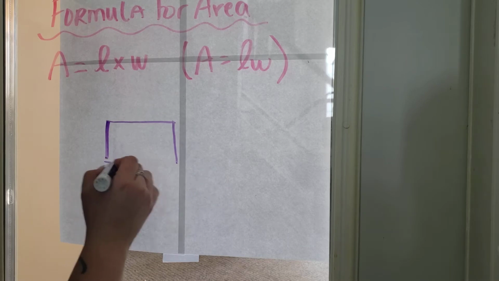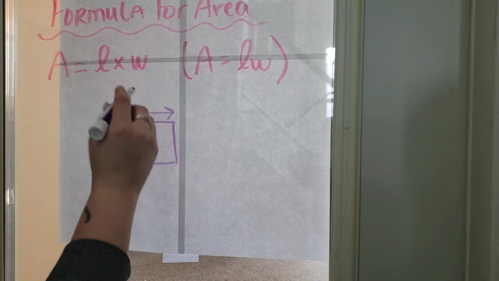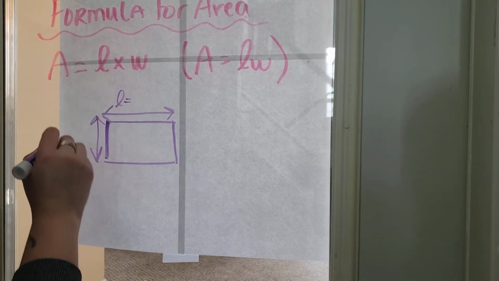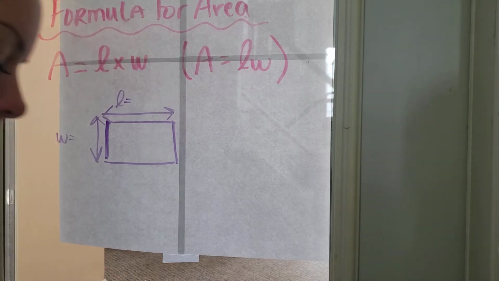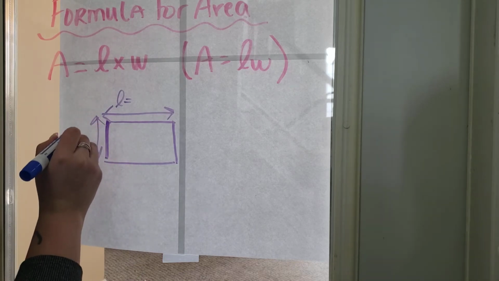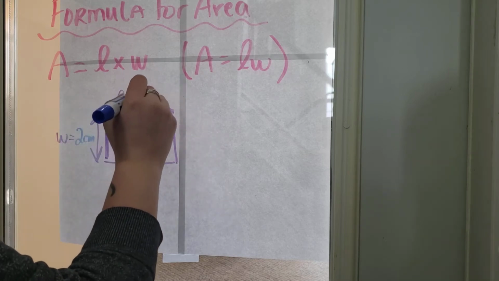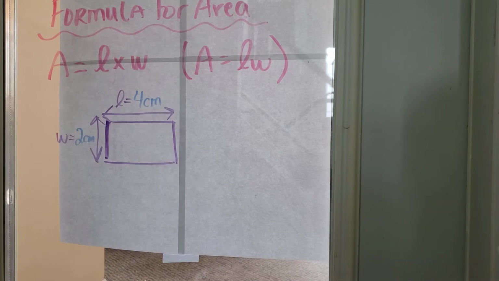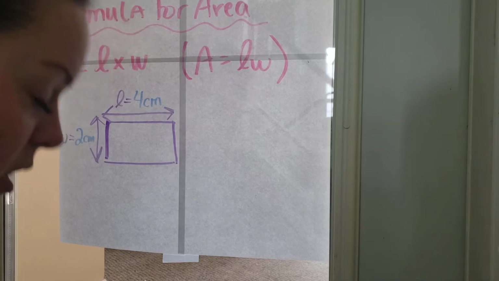Okay, so let's give ourselves a rectangle here. How long something is, is the length, obviously. And this is how wide it is. Let's say that your width is 2 centimeters and your length looks about double, so we'll say 4 centimeters. All you'd have to do is plug that into your formula.